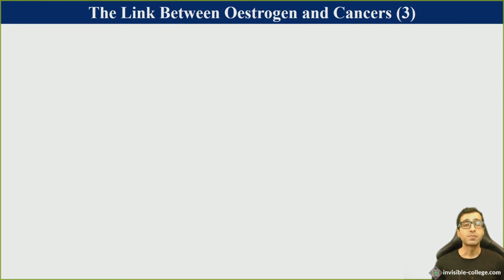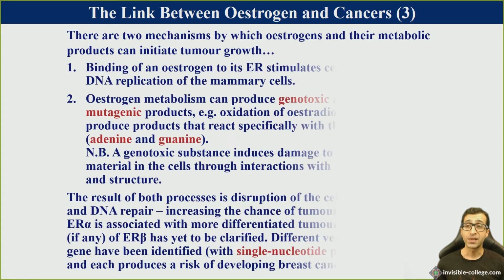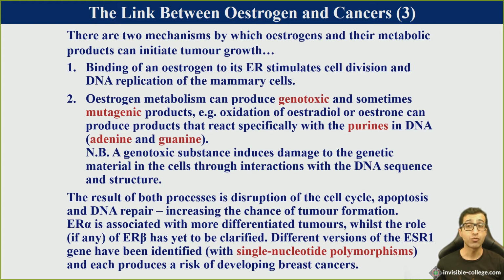So there are two mechanisms by which estrogens and their metabolic products can initiate tumour growth. The first of these is the binding of an estrogen to its estrogen receptor, which stimulates cell division and DNA replication in mammary cells. The second is estrogen metabolism, which can produce genotoxic and sometimes mutagenic products, such as the oxidation of estradiol or estrone can produce products which can react specifically with the purines in DNA, adenine and guanine. Now, genotoxic substances induce damage to the genetic material in cells by interacting with the DNA sequence and structure directly.